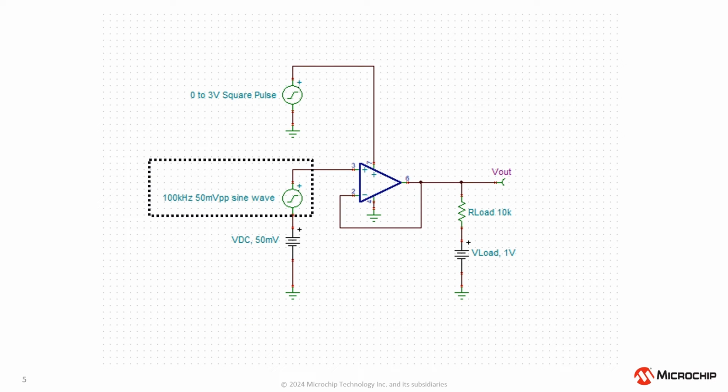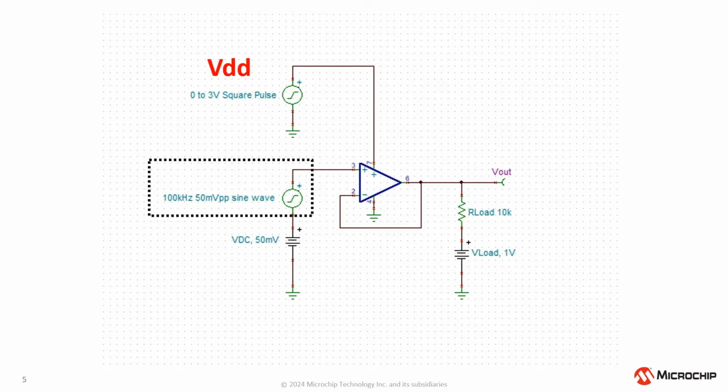Here's a high-level schematic of measuring the startup time. The V supply, or VDD, is represented by a 0 to 3 volt square pulse. When VDD is 0 volts, the op-amp is off, and the output impedance of the op-amp is high at this point. Since the op-amp output voltage is directly related to the load voltage, the expected value of Vout is 1 volt. When we switch on the VDD, the square pulse is at 3 volts.